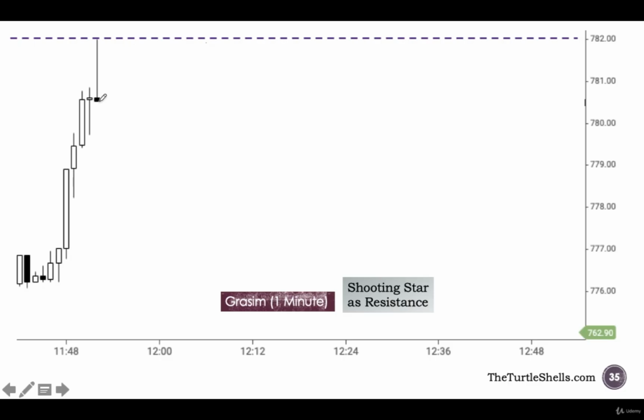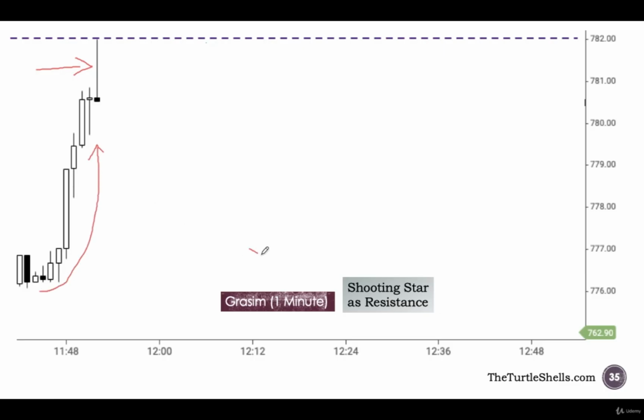It is far more than twice the height of the real body. There is no lower shadow, which is great. The small real body is very, very small, which I like about this candle. So it is a classic shooting star and it is coming after a steep uptrend.